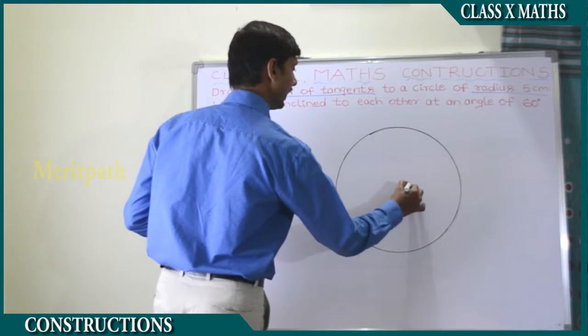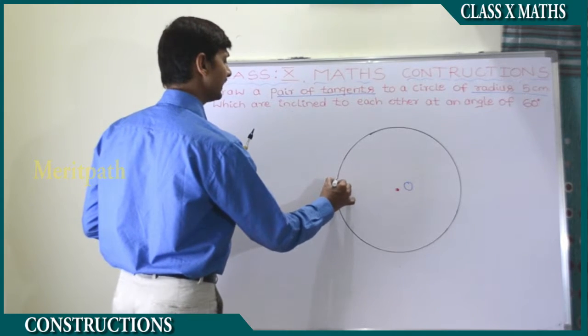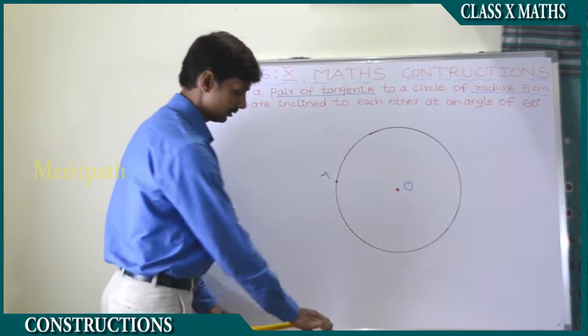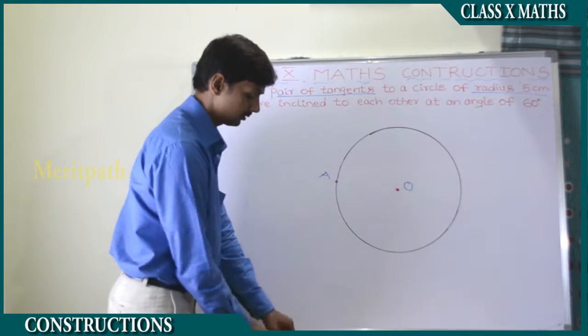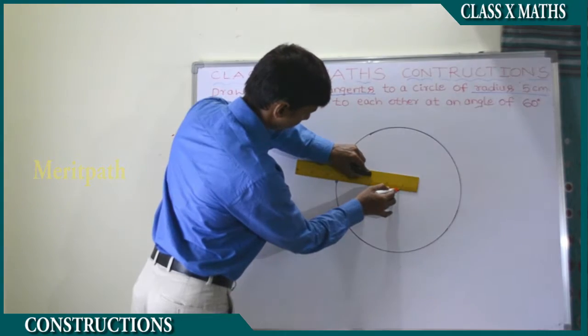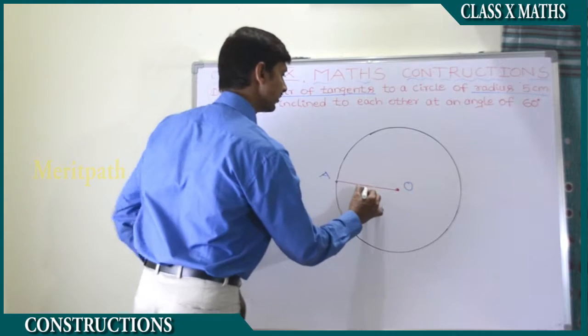Let's take the point as O, and this radius is 5 centimeters. We know that. Let's join these two points. This is 5 centimeters radius.